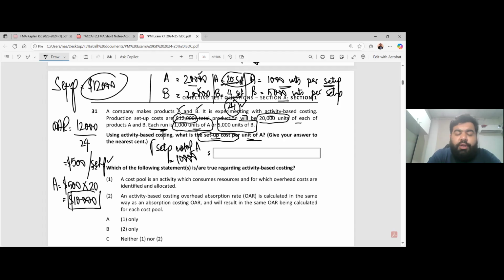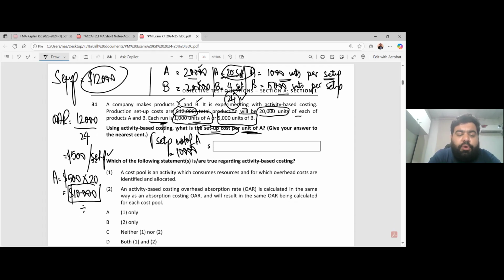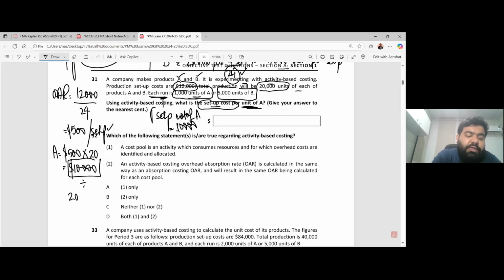But they are not saying total, they are saying per unit. So just divide it by the number of units, which is 20,000. So 10,000 divided by 20,000, it will be 0.5. Sometimes it's written here dollar 0.5. If it's written in cents, then we'll write 50 cents. Sometimes in exams it's written cents. You have to write 50 cents for dollar 0.5.